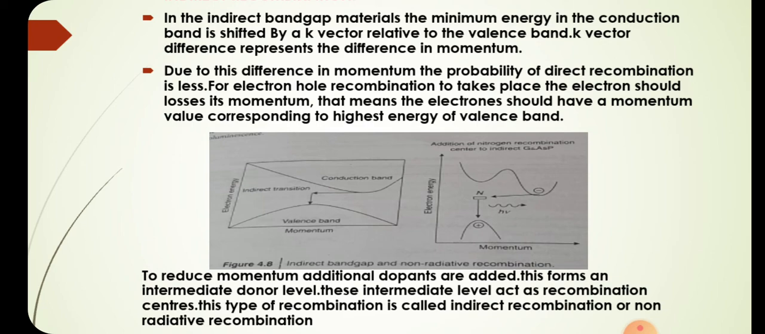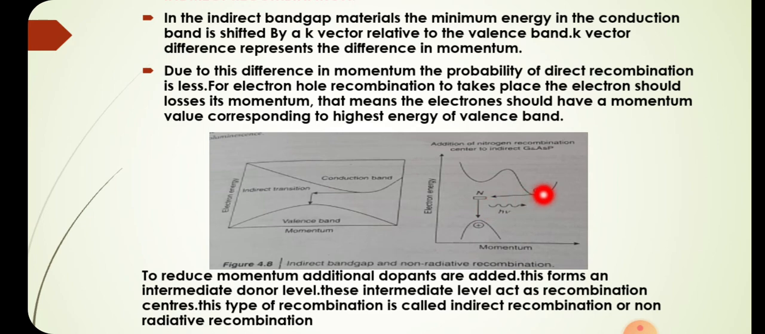So in order to reduce momentum, what we are doing is we are adding dopants to the material, and this forms the intermediate donor level, and this intermediate donor level acts as a recombination center. You can see here the intermediate donor level is shown, and this donor level is formed because of the addition of dopants. So that is an energy level, so that lowest energy electrons in the conduction band can move to this energy level. Similarly, highest energy holes in the valence band also can move to this level. So the recombination takes place in this intermediate energy level, so it acts as a recombination center.